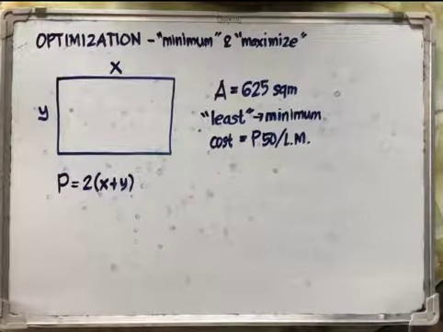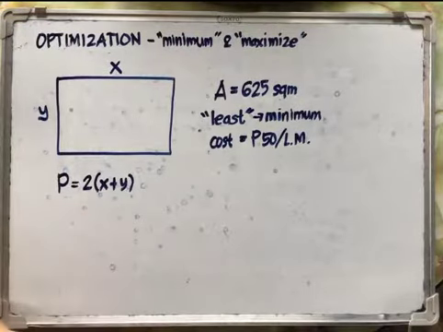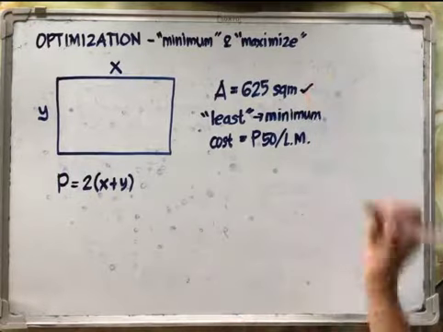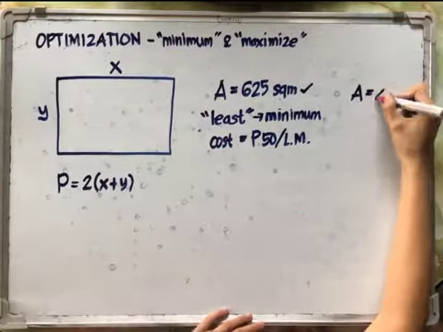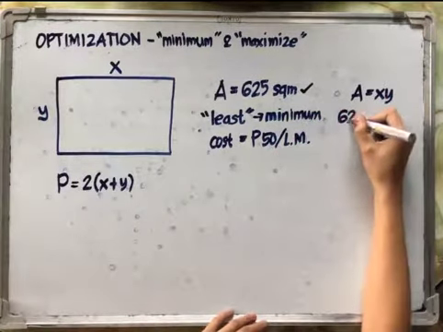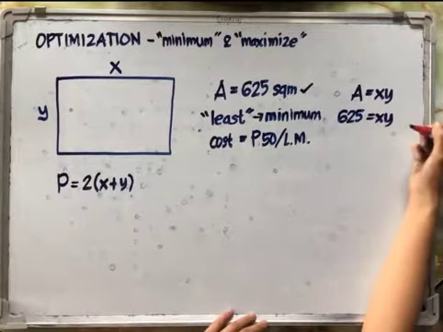Then, second step na kailangan natin gawin, tinuro ko sa inyo is, we need to have this formula here in terms of one variable only. Okay? How are we going to do that? By checking your given. Ano yung ibang relationship that could relate x and y together? Okay? May binigay siyang area dito. And we know that area of a rectangle is x times y with respect to our dimensions here. And sabi niya, ang area is fixed at 625. So x times y is equal to 625.